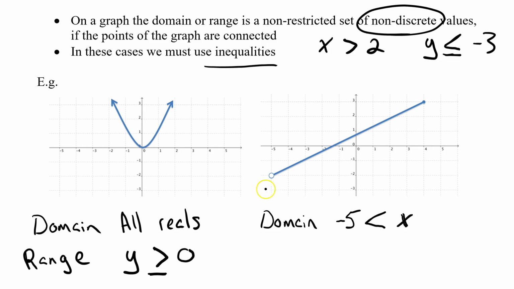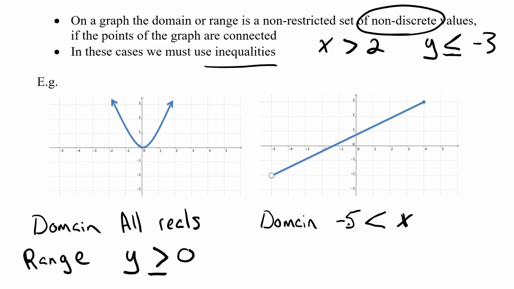Well, on a graph, if we have a large open circle here, this indicates that it goes all the way up to -5. -4.999999999, keep going forever, but it will never actually get to -5. So if it can't be -5, it must be just a little bit greater. So I do not put the equal sign here. It's just x is greater than -5.